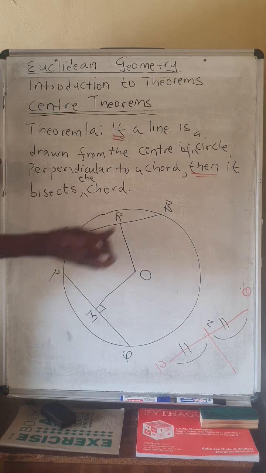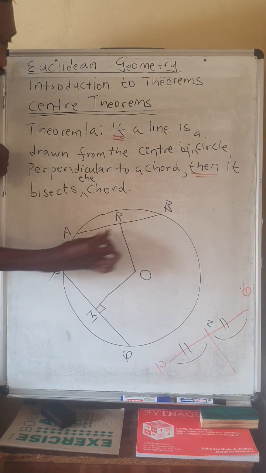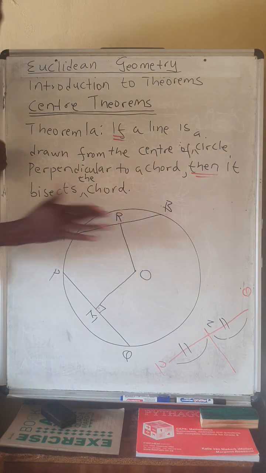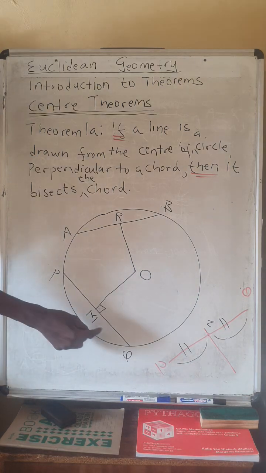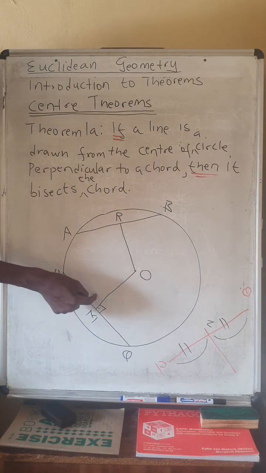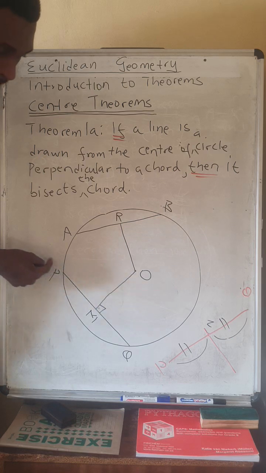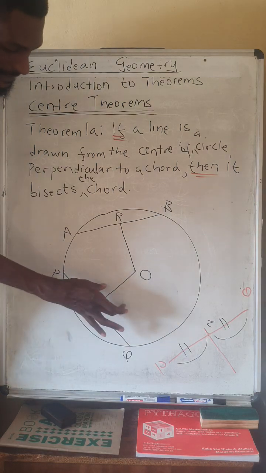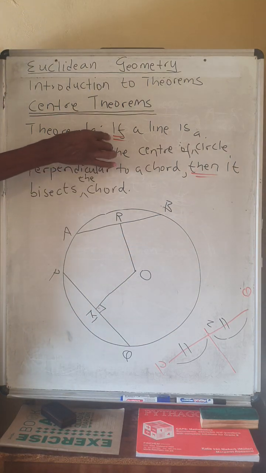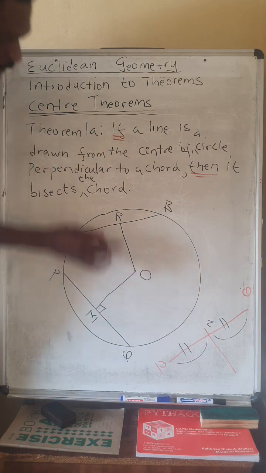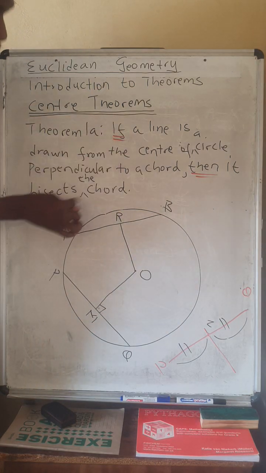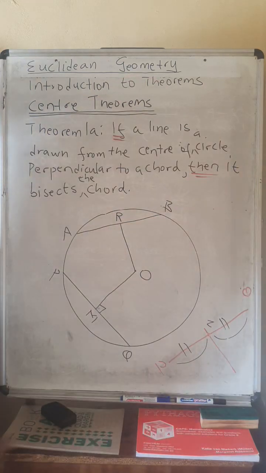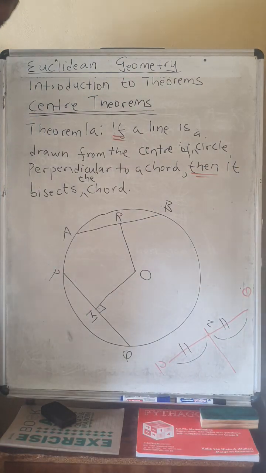Into two portions, but we can't say these portions are going to be equal to each other because AB was not bisected here. But when we come here, OM is a line drawn from the center perpendicular to a chord. Is this not a condition of this theorem? It is. So if this is the condition of this theorem, therefore a conclusion must follow as a result.